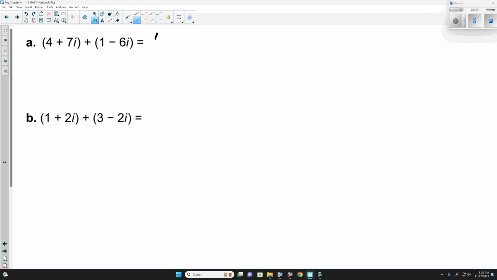Because really what we can say is, well, we have 4 plus 7i plus 1 minus 6i. So we have our real parts 4 plus 1, and our 7i minus 6i. 4 plus 1 is 5, 7i minus 6i is i, telling us that it's 5 plus i. That's it. 5 plus i is the answer.